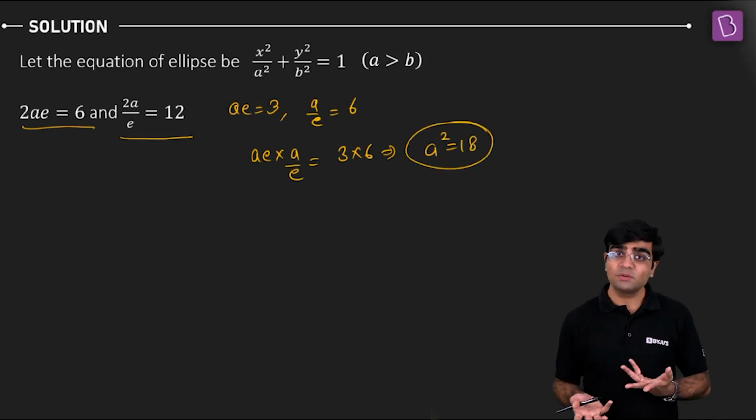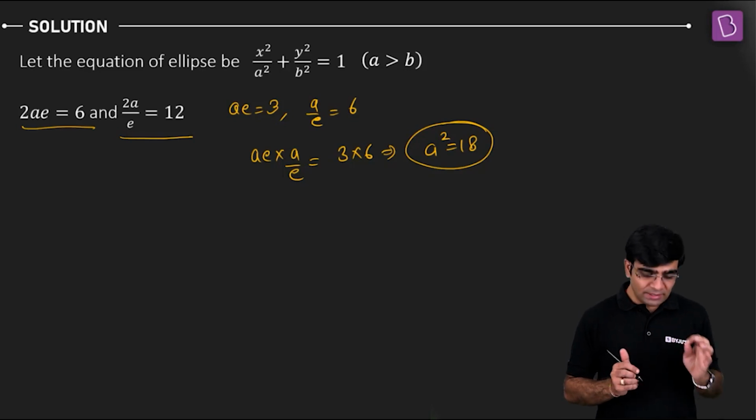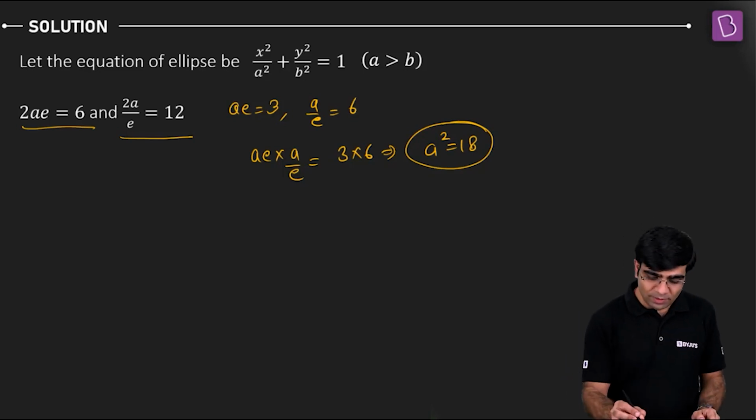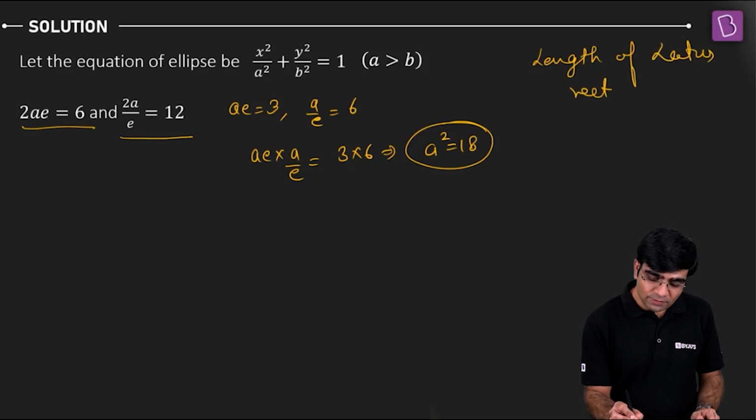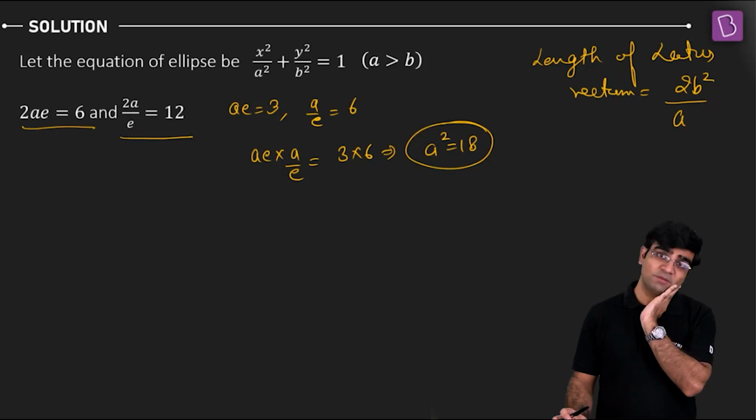Wow, we quickly reached that result: A square equal to 18. Lovely. Now, I know that the length of the latus rectum is nothing but 2B square by A. So the length of the latus rectum is equal to 2B square by A. Perfect. My aim is to figure out the value of B square.